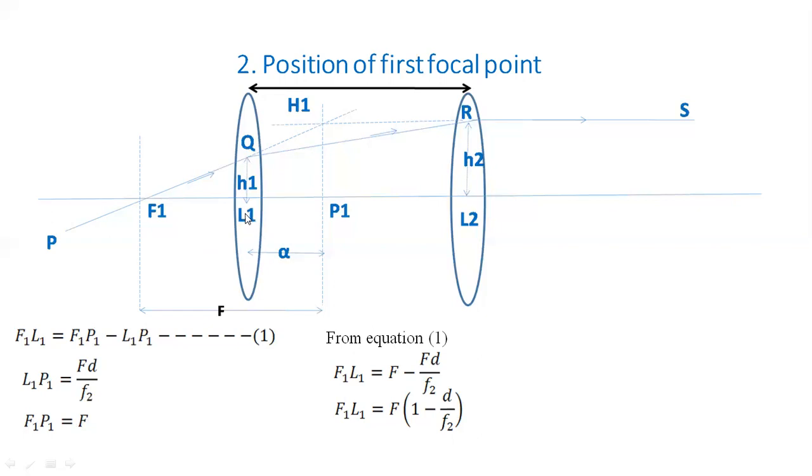But here, I have to find the position of F1 from L1. Here the distance is now L1 F1, that is, the distance of the first focal point F1 from the lens L1. Therefore, we have to find the distance L1 F1. L1 F1 is nothing but the negative of F1 L1. Therefore, L1 F1 is equal to negative of F1 L1, that's why L1 F1 is equal to minus F into 1 minus d by F2. In this case also, let's substitute the value of the focal length of the second lens. That is, the position of the first focal point from lens L1 is given by minus F into 1 minus d by F2.